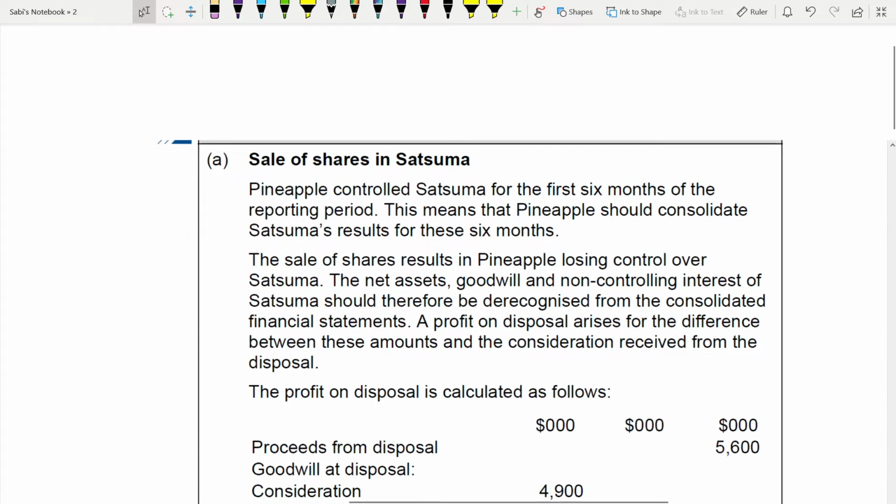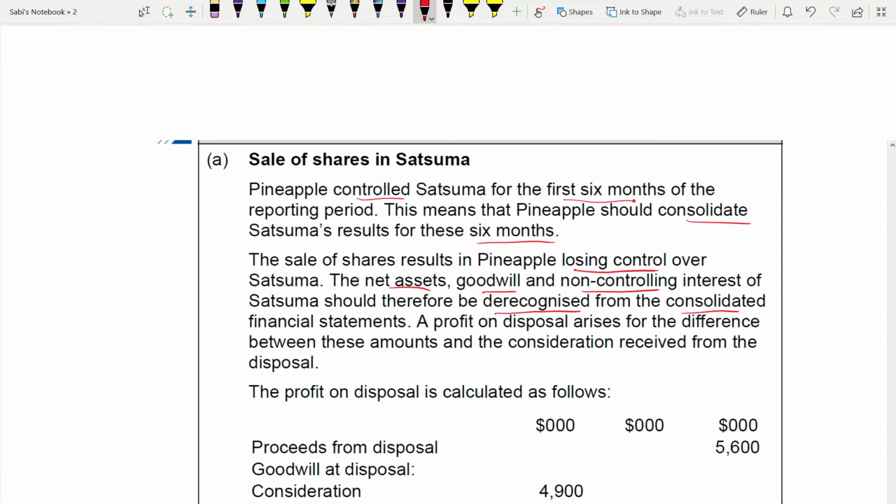Okay. So first of all, before you actually calculate, make sure that you understand the scenario. The parent is controlling the subsidiary only for the first 6 months. That means consolidate only for the 6 months. After that, when you are selling, you are losing control. Okay. So when you are losing control, what do you have to do? The net assets, the goodwill and the NCI, you have to de-recognize them in the consolidated financial statements. Very important. What are the three things? Goodwill, NCI, net assets, de-recognize.